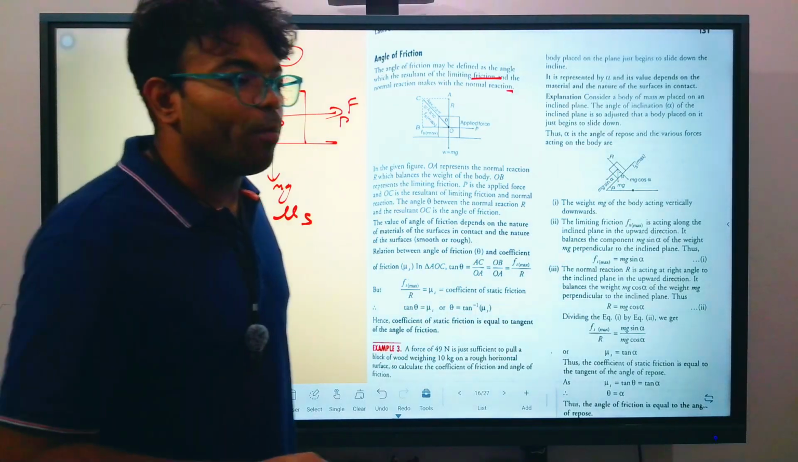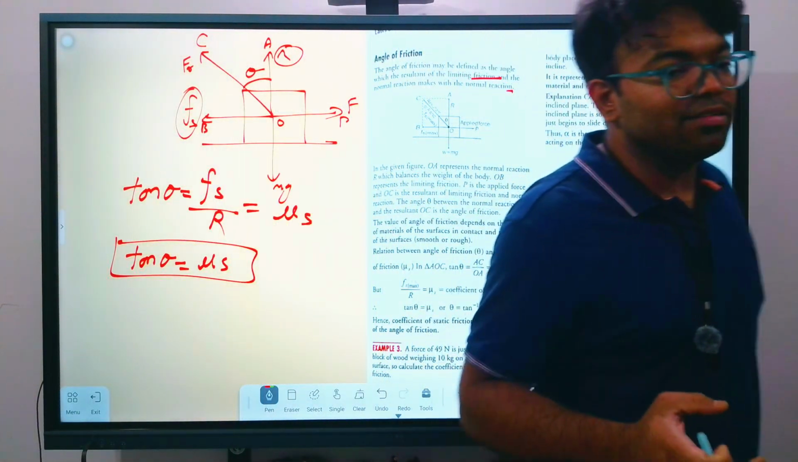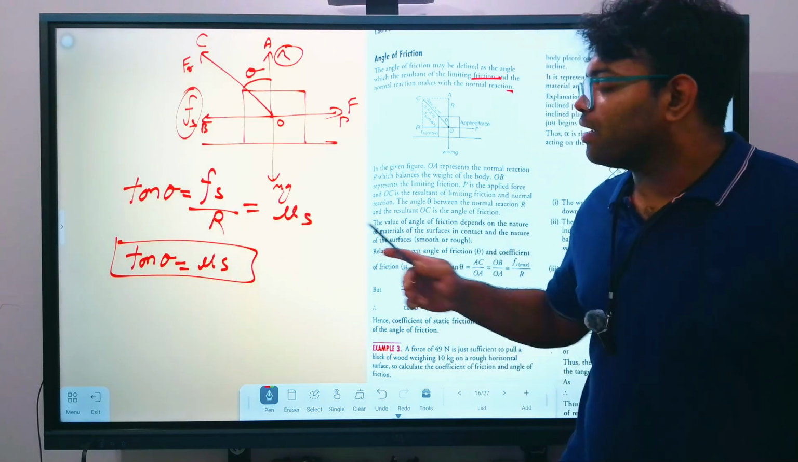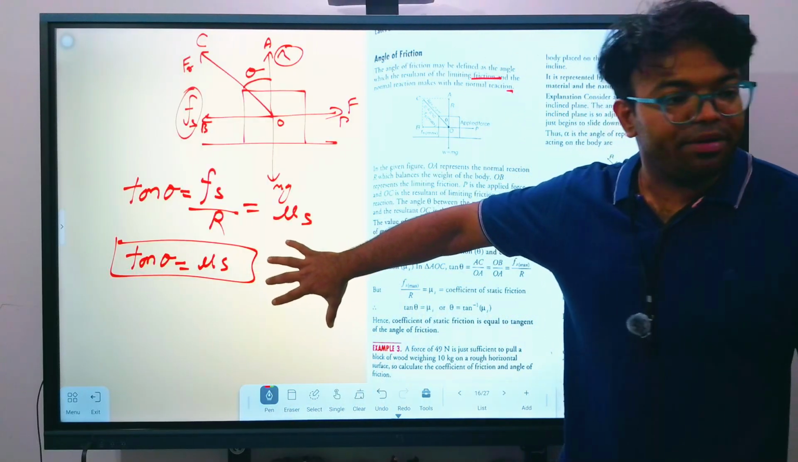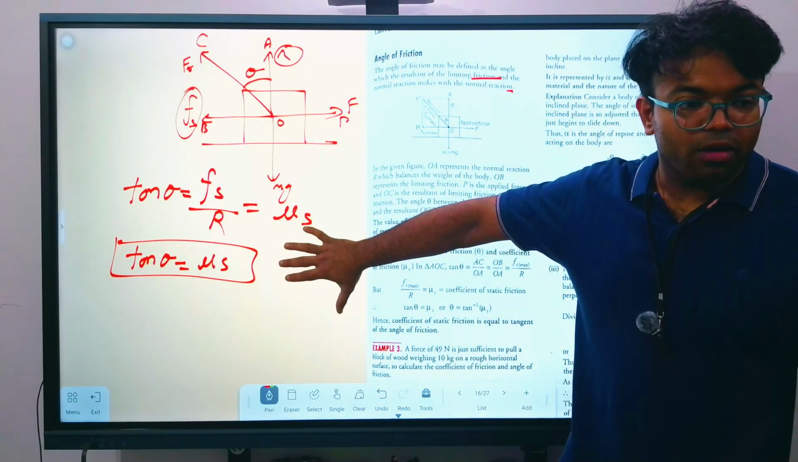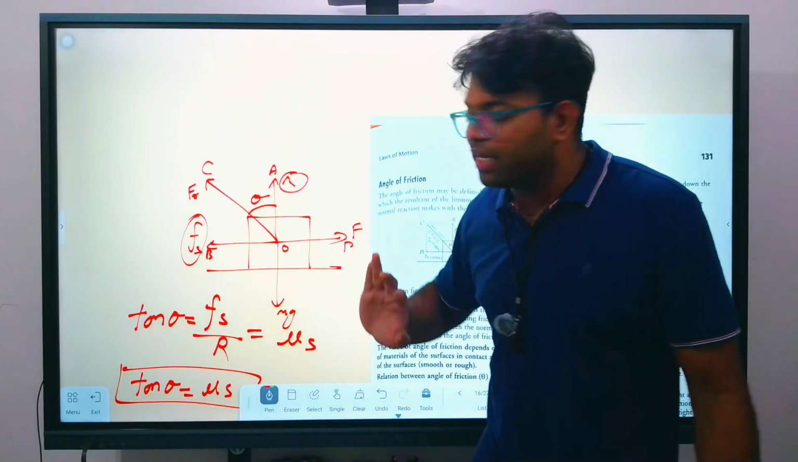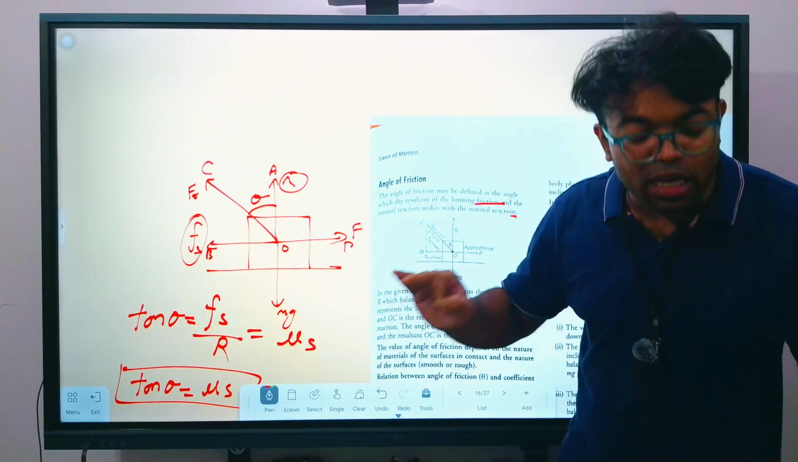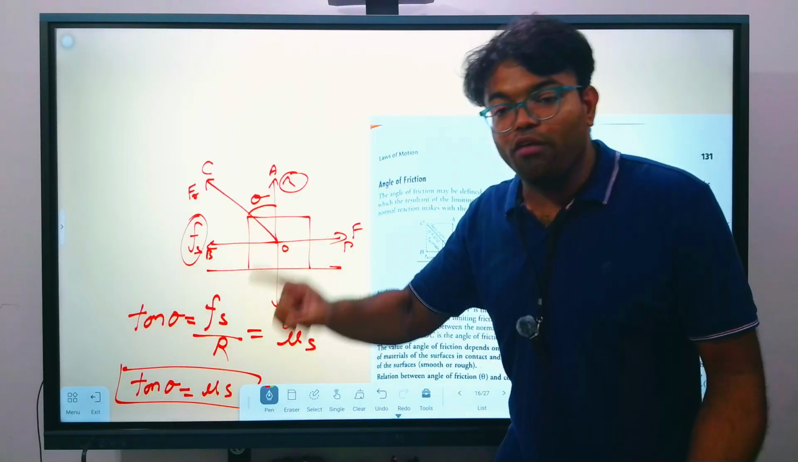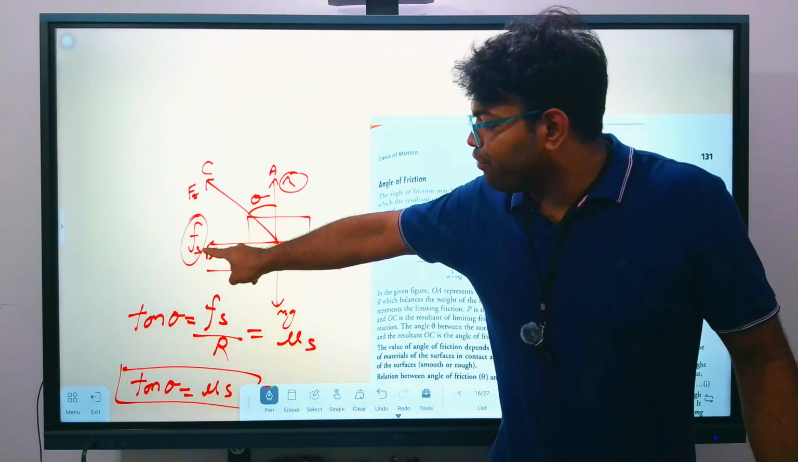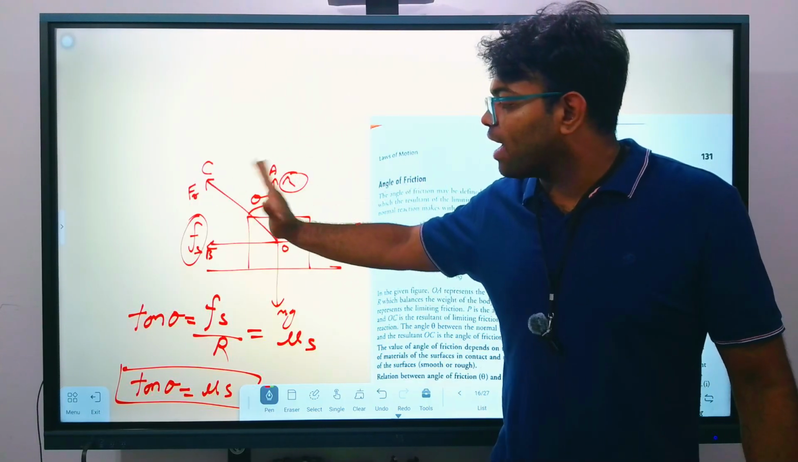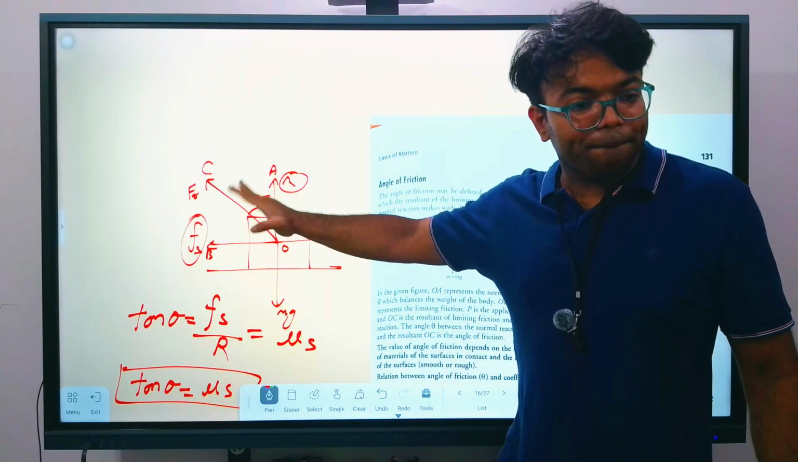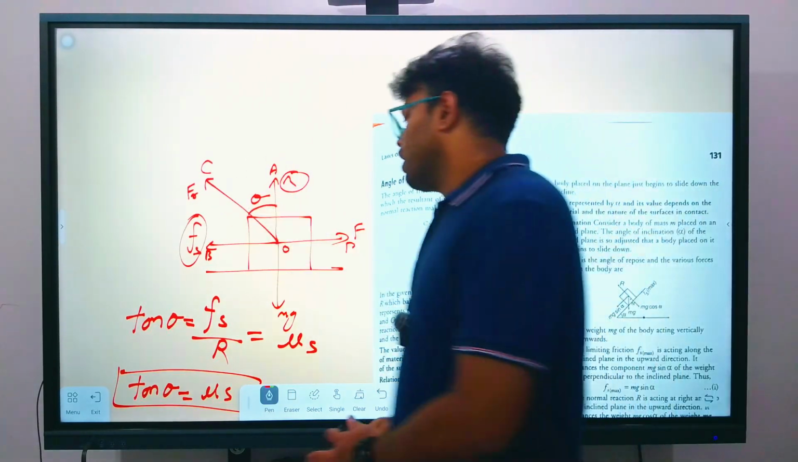The trigonometric value of tan theta becomes equal to the coefficient of static friction. Is there any doubt here? What is the value of theta? Theta is the angle between the resultant of the reaction and the static friction with the value of reaction. So this is the angle. Understood? Clear? Okay, let's move on.